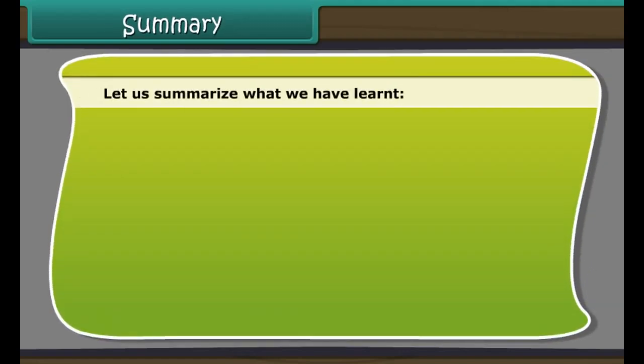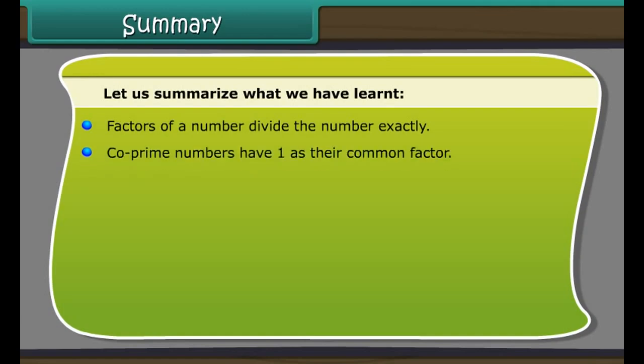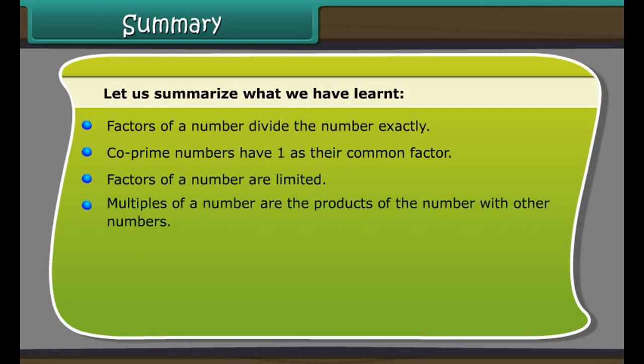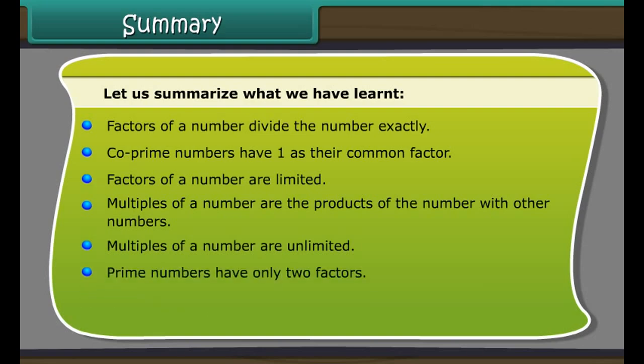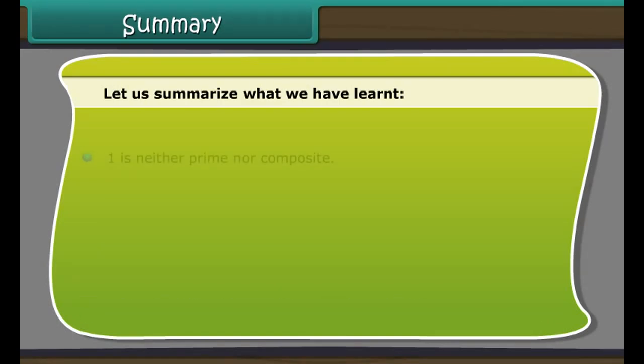Prime numbers have only 2 factors. Composite numbers have more than 2 factors. 1 is neither prime nor composite. Expressing a number as a product of its prime factors is called prime factorization of the number. Highest common factor, or HCF, is the largest of all common factors of 2 or more numbers. Lowest common multiple, or LCM, is the smallest of all common multiples of 2 or more numbers.